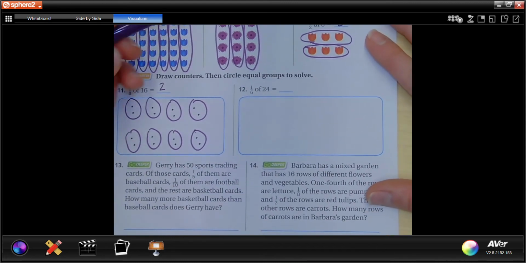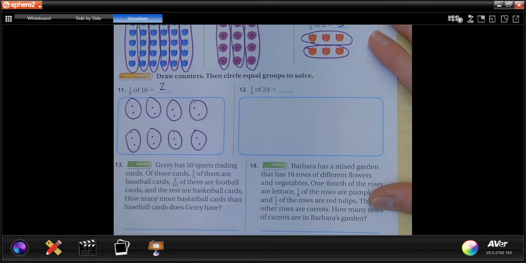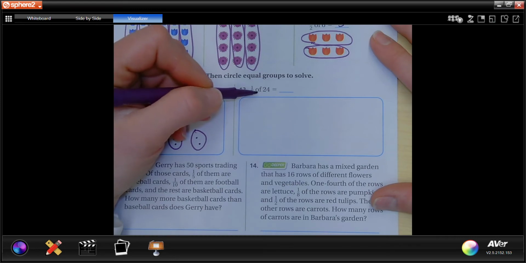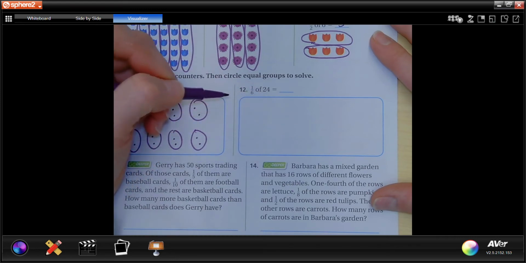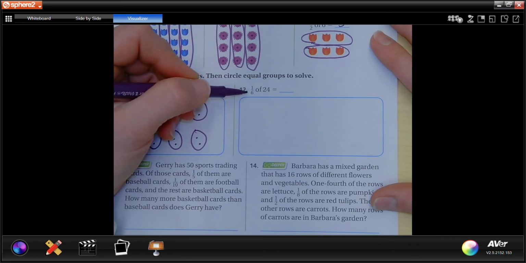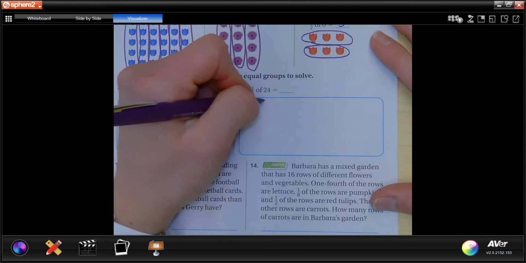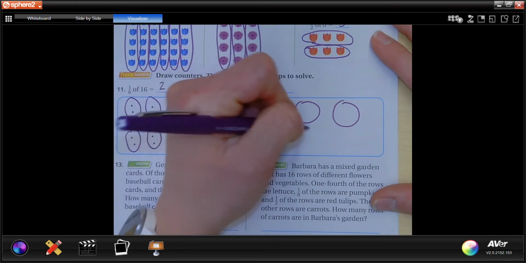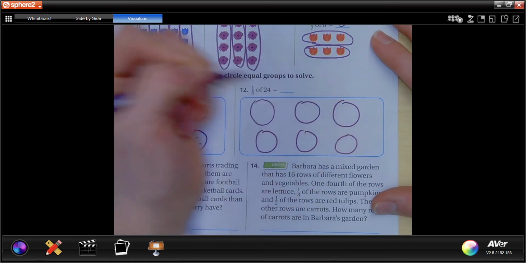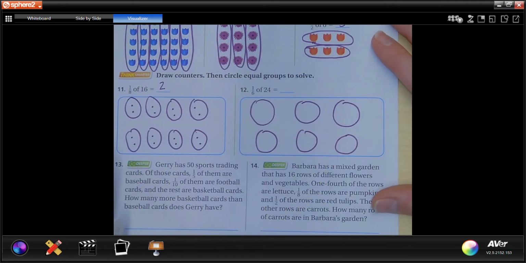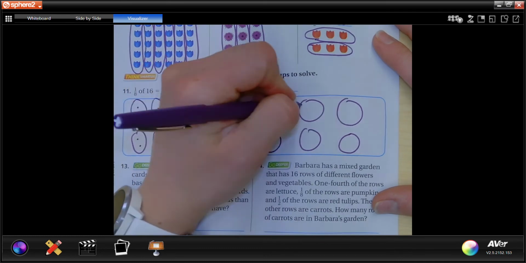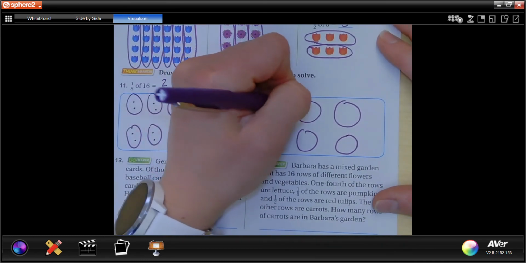Now we're going to move on to number 12. We need to know what 1/6 of 24 is. How many equal groups do we need? 6. 1, 2, 3, 4, 5, 6. How many are there altogether that we need to split into groups? 24. 1, oops, 2, ooh, that was not good.